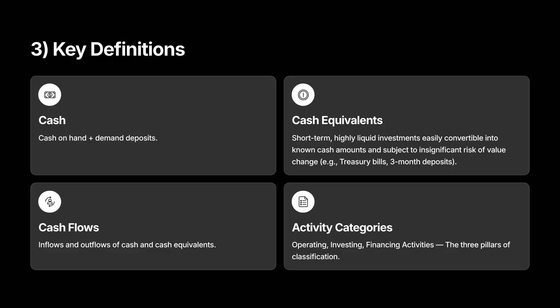Key definitions. Let's keep definitions tight. Cash: notes, coins, and demand deposits. Cash equivalents: short-term, highly liquid investments that are convertible to a known cash amount and carry insignificant risk of change in value. Think treasury bills or 3-month deposits. Cash flows: actual inflows and outflows of cash and cash equivalents. And remember, the 3 activity buckets: operating, investing, financing.